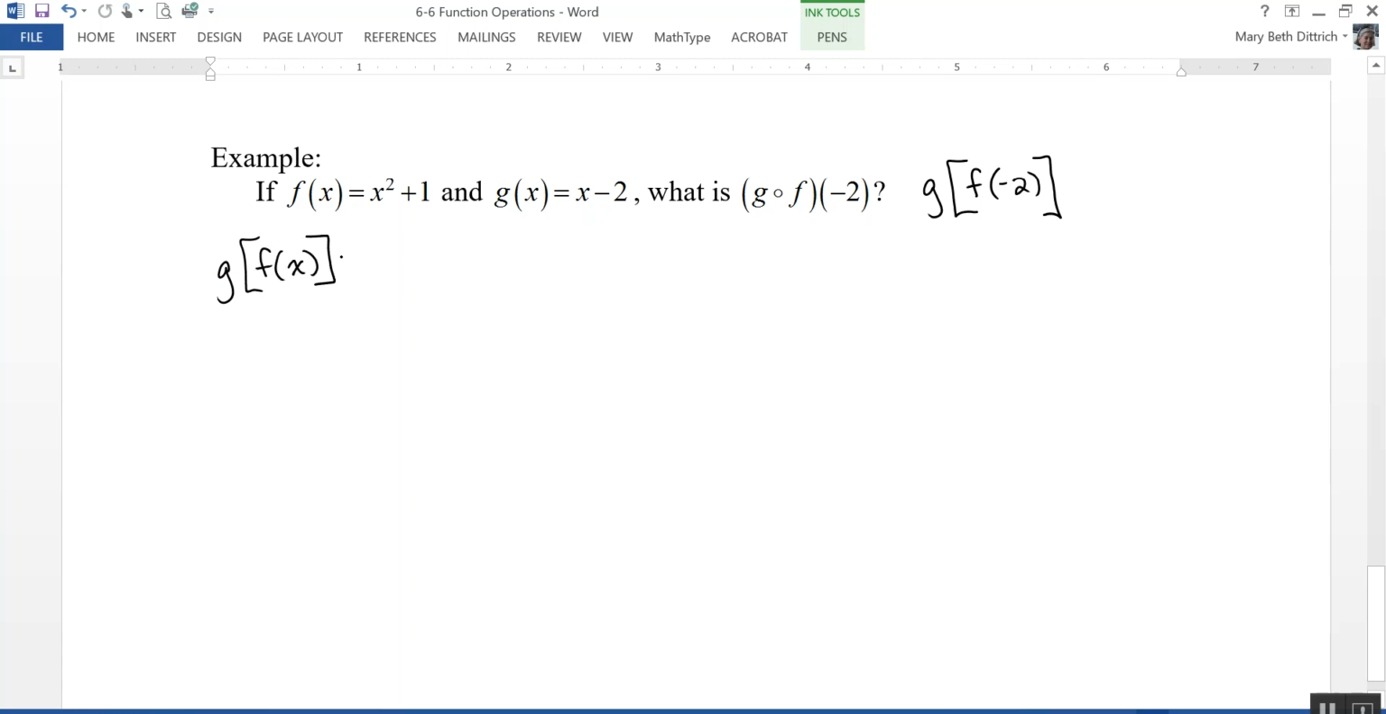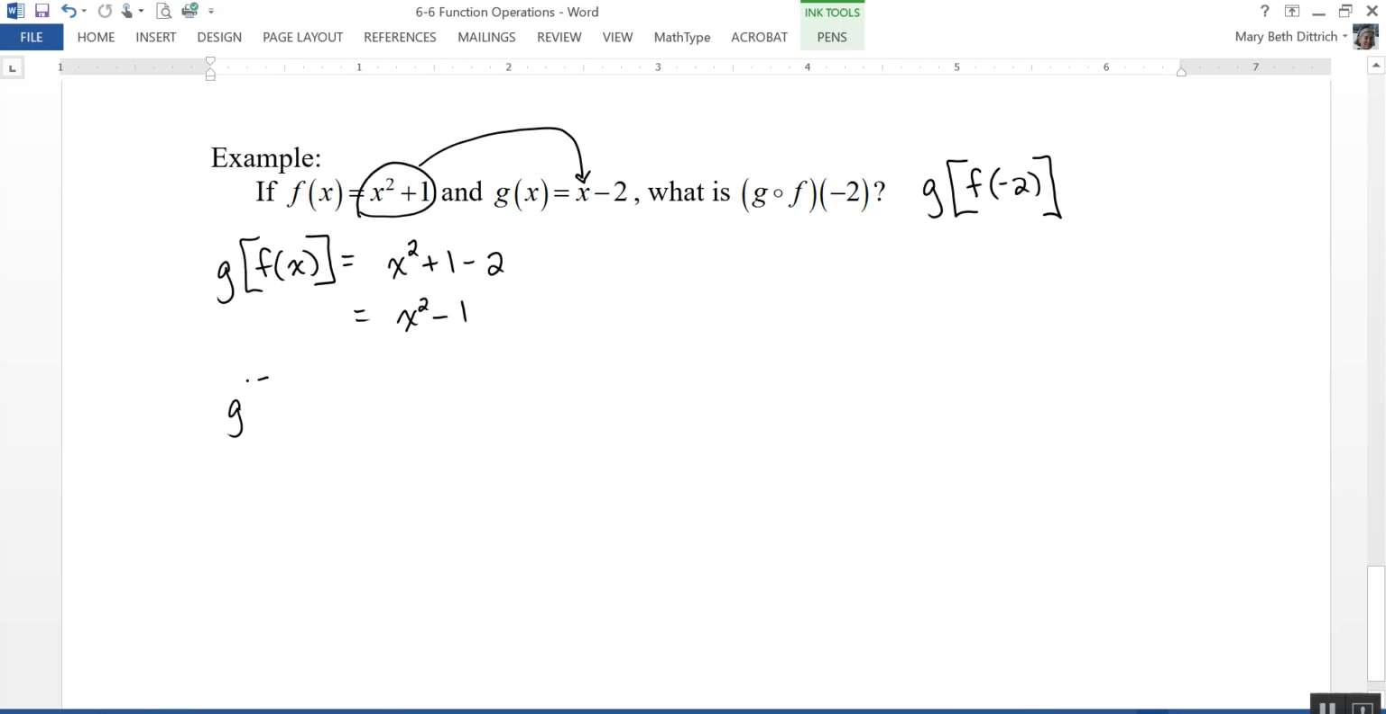So the first way to do that is to find g of f of x. So in other words, I'm going to take this function f and I'm going to put it into g for x. This function here becomes my x in g of x. So g of x says x minus 2, so I'll have x squared plus 1 because I'm putting that in for my x, minus 2, or let me put it underneath, x squared minus 1. And that gives me my function rule for g of f of x.